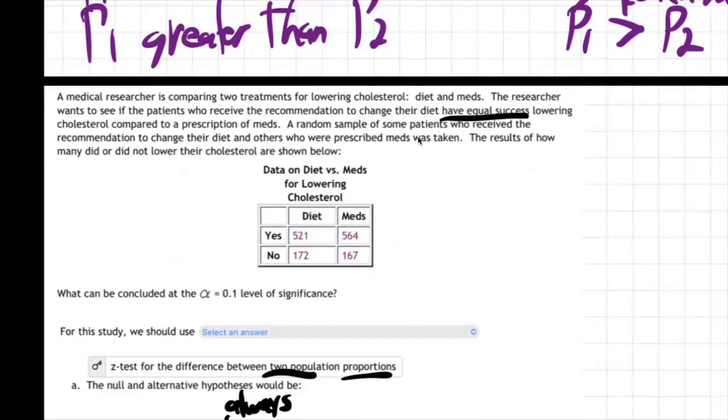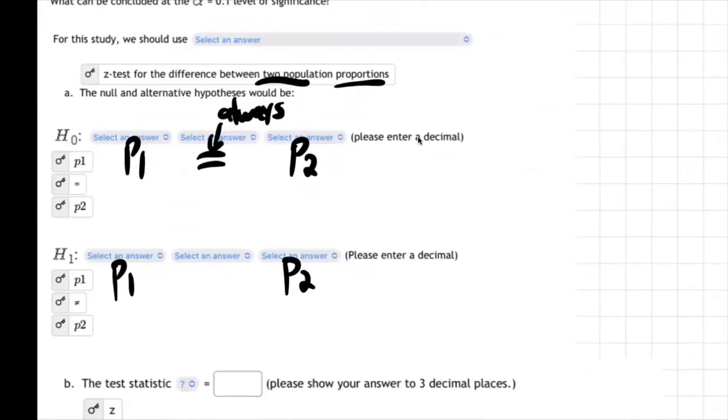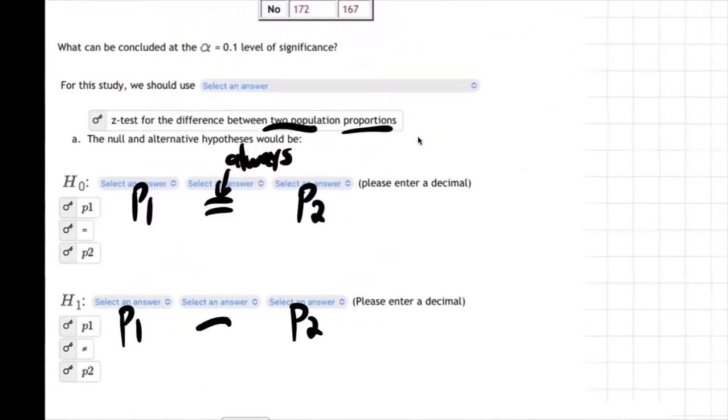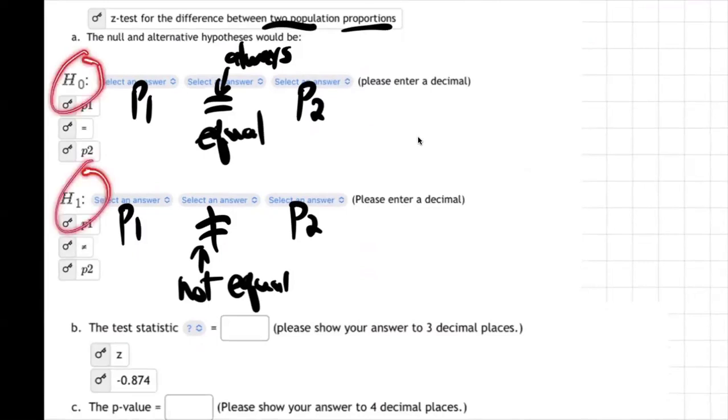The question we're trying to decide is, patients who receive the recommendation to change their diet, do they have equal success compared to meds? Equal. So we already have equal for H0, so then H1 must be not equal. So it's equal, not equal. Makes sense? That's what we're examining. Sorry, that's kind of scribbly. Equal or not equal, right? So the two attorneys are saying different things. The H0 attorney is saying P1 equals P2.